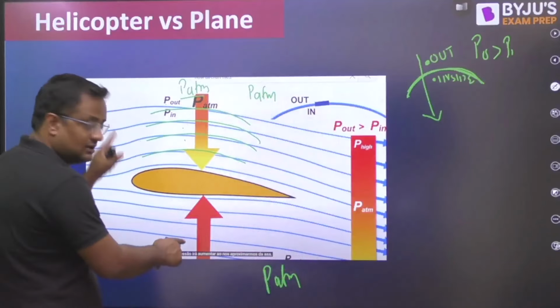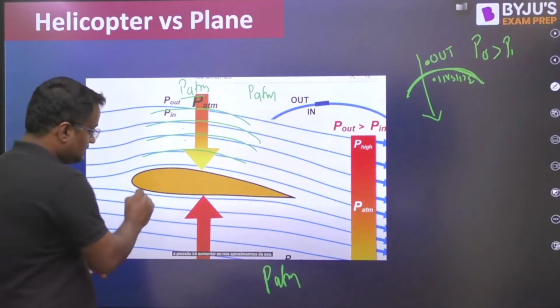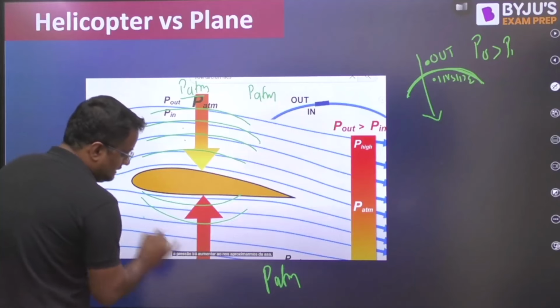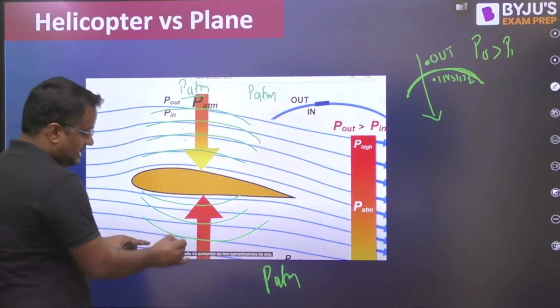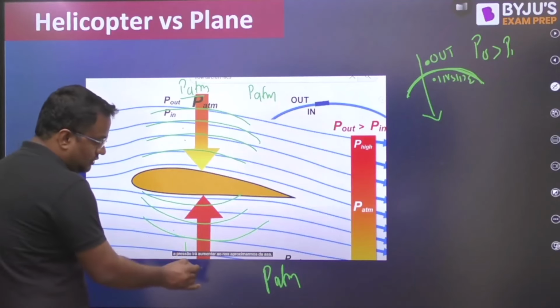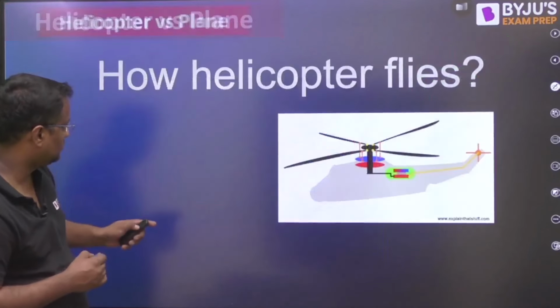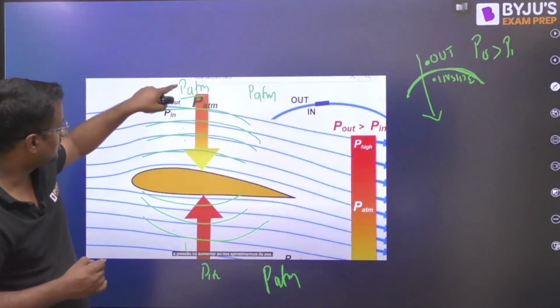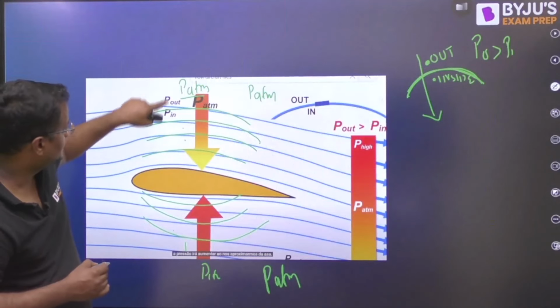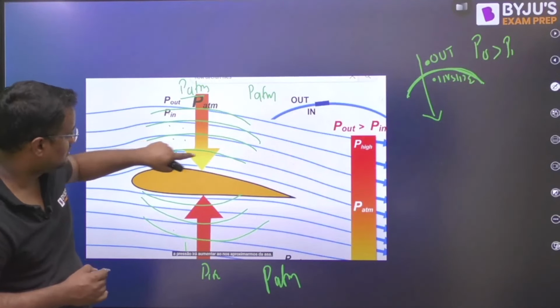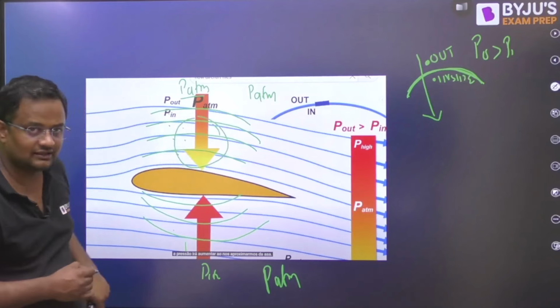Similarly here, the shape is like this. If you see very closely, these streamlines are like this. And on this side, the convex side, pressure is more. That is atmospheric pressure. Let me show you the correct picture here. Pressure atmospheric. Pressure is more here. It is less. Okay, so pressure here is decreasing.